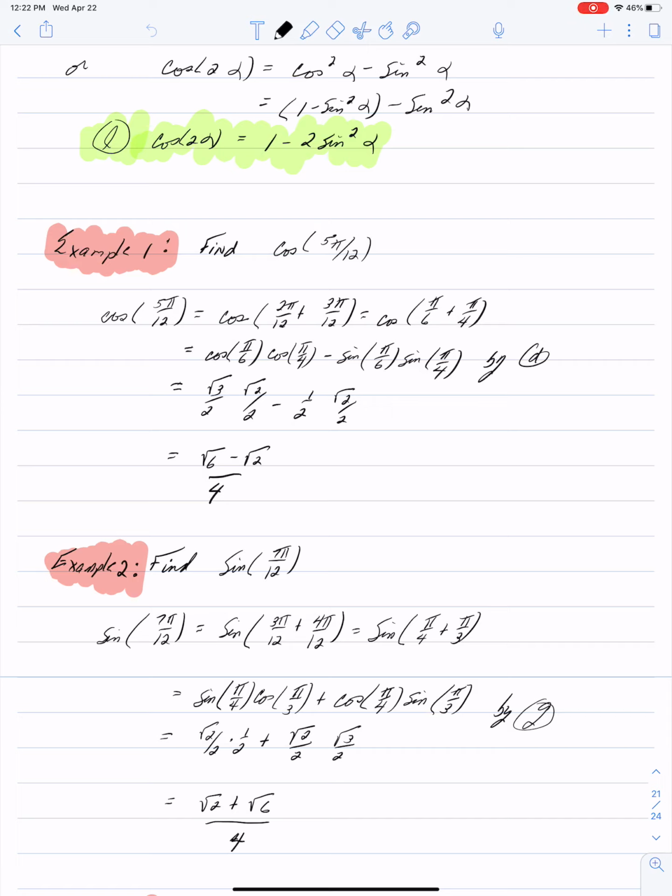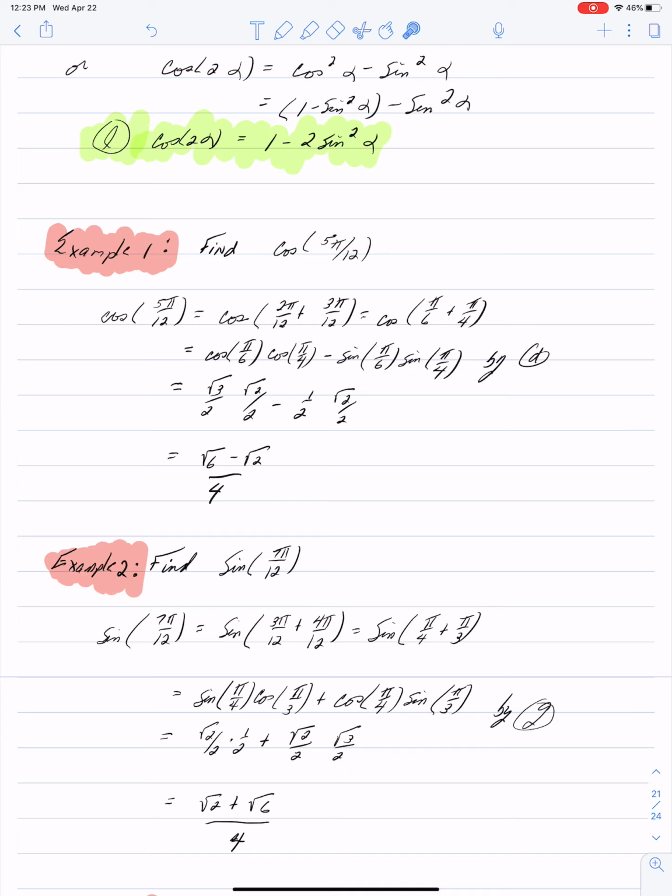Finally, I'd like to talk about how we can use some of these trig identities in problems that are similar to the homework. So, example 1. Suppose I wanted to figure out the cosine of 5 pi over 12. Well, 5 pi over 12 is not a common angle. So how can I write it in terms of common angles whose values I do know?